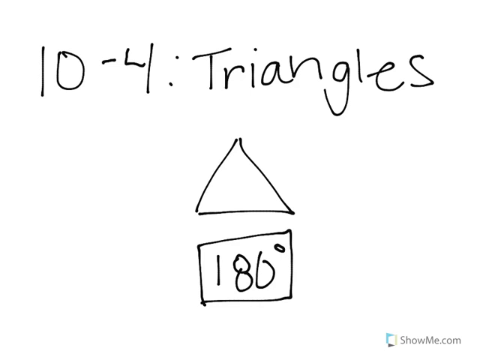This lesson is on section 10.4 called triangles. Now a triangle is a figure with 3 sides and 3 angles. And this is our symbol for a triangle. And the sum of the measures of the angles of the triangle is 180 degrees. So you have to understand that the 3 angles of a triangle add up to 180 degrees.